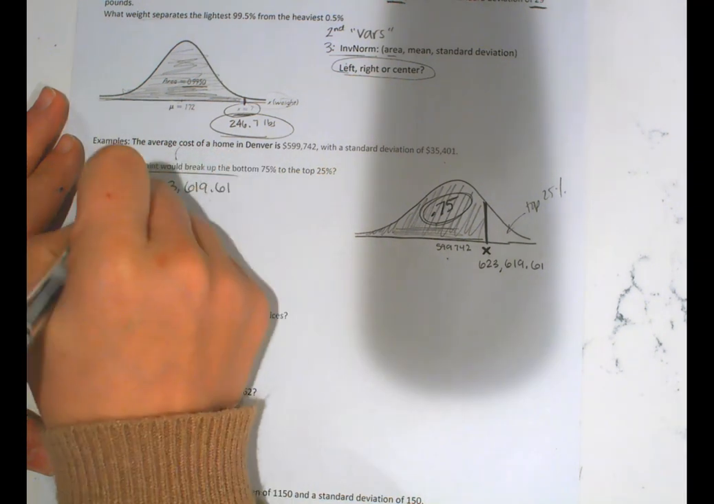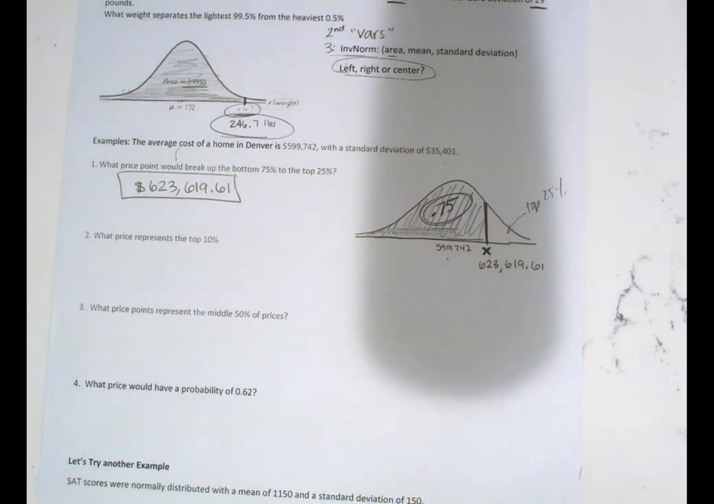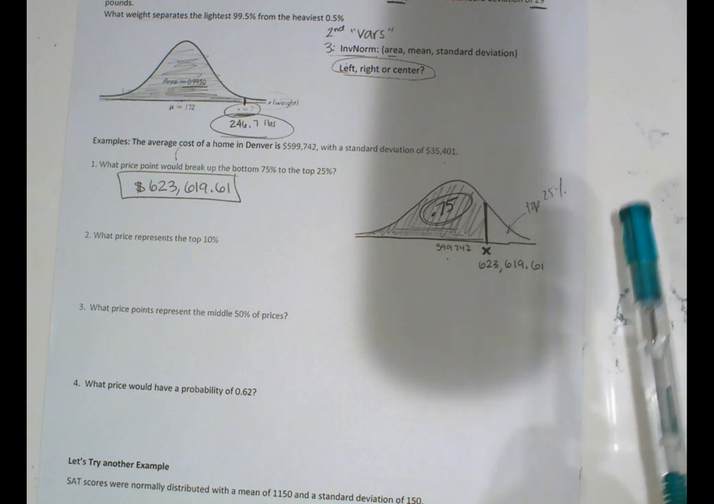So that cutoff, that price point, is what we just found. That cuts off, right? If your house is below this, it would be the bottom 75%. If your house is above this, this is the top 25%.